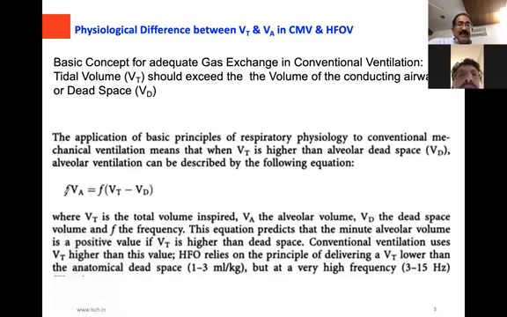But high frequency ventilation relies on a different principle, where the tidal volumes are much, much lower than the anatomical dead space. That is only 1 to 3 ml per kilo, whereas conventionally we say anywhere around 4 to 5 ml per kilo. But this is at a much, much higher frequency.